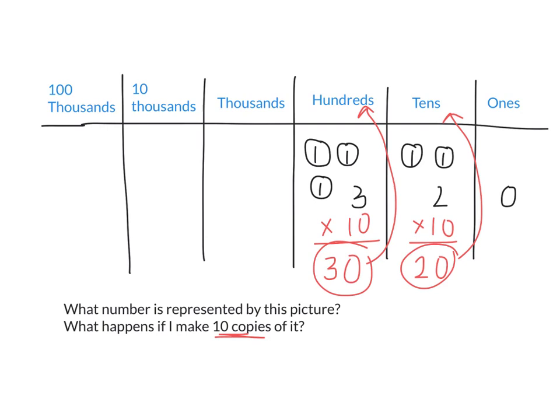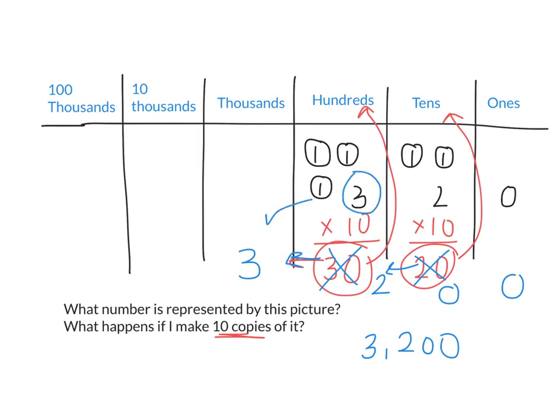But do we usually say numbers like that? We know that 30 hundreds is equal to how many thousands? Everyone? 3,000. Good. So instead of 30 hundreds, I could write 3,000s. And instead of 20 tens, I could write 2 hundreds. So now I have 3,000s, 2 hundreds, 0 tens, and 0 ones. So what number do I end up with? 3,200. We had a 3 in the hundreds column, and it ended up in the thousands column.